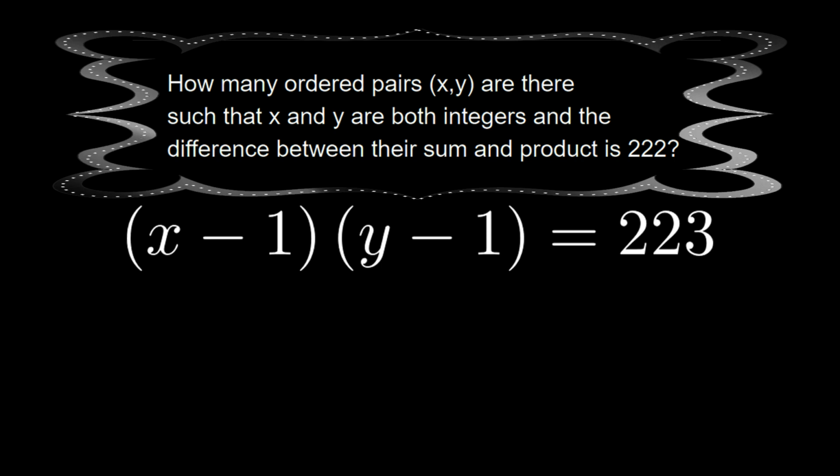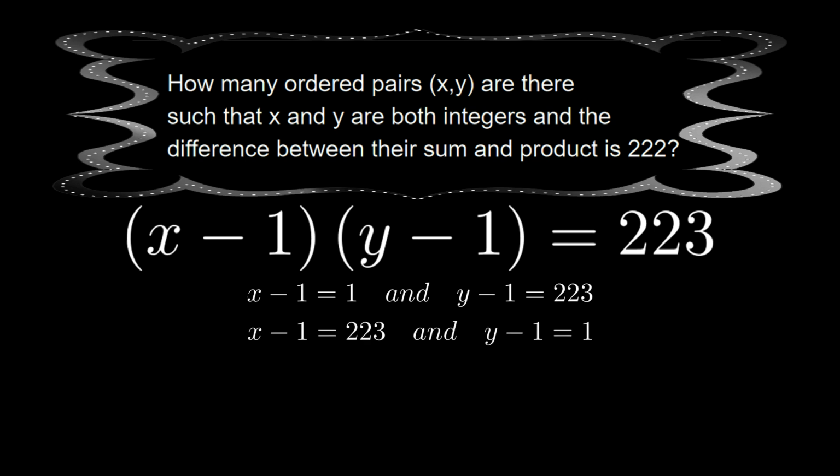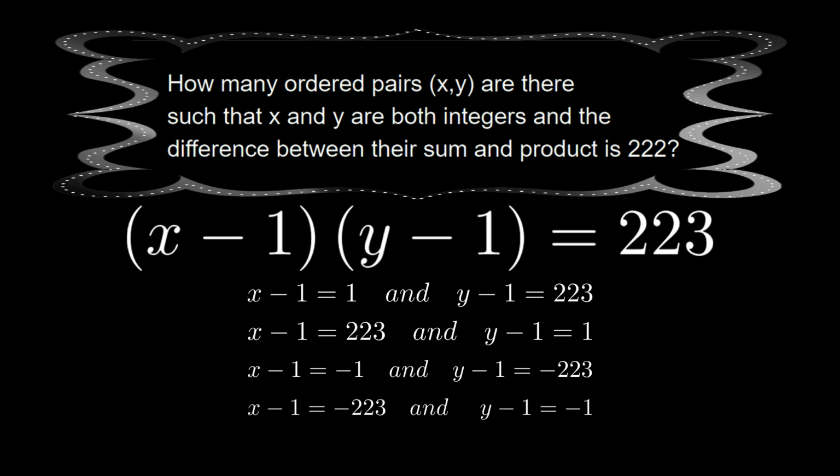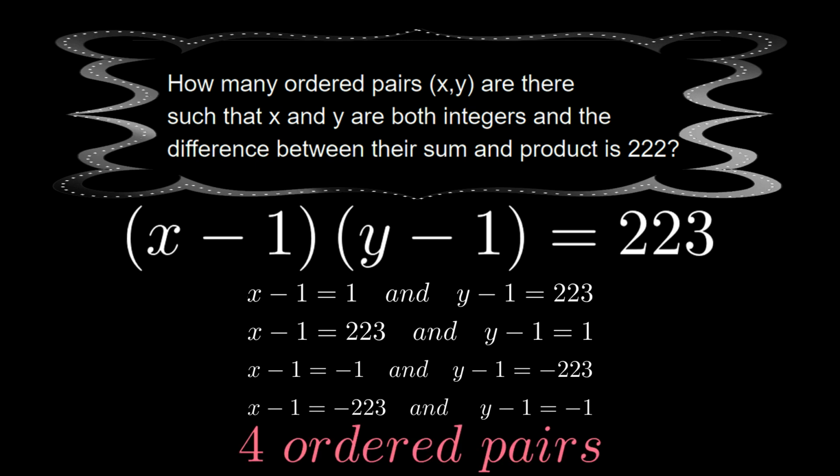It's easy to check that 223 is prime. That means that 223 is 223 times 1, or negative 223 times negative 1. And this means that x minus 1 can be 1, and y minus 1 can be 223. Then we have the reverse. And lastly, we have x minus 1 is negative 1, y minus 1 is negative 223, and we have that reverse. That means that there are only 4 ordered pairs that fit this equation.